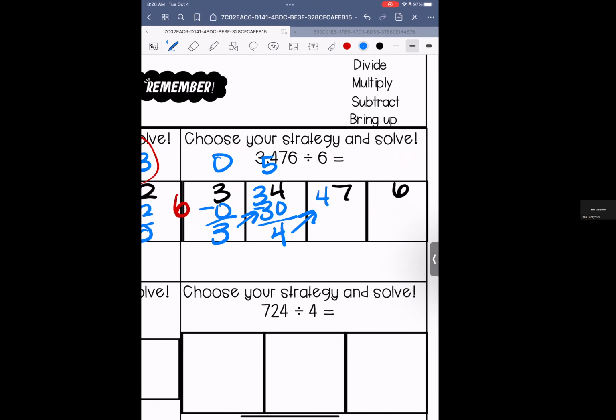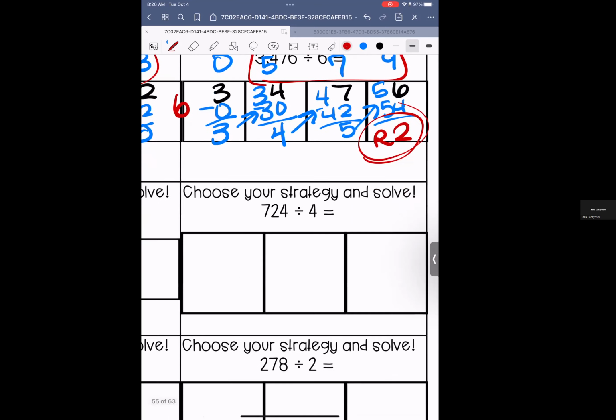6 times, sorry, my brain just froze. 6 times 7 gets us to 42. That's the closest we can do. Leaves us with 5. And then 6 times 9 is 54. Leaves us with 2 as our remainder. Answer is 579 with a remainder of 2.